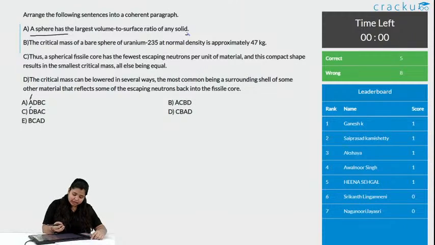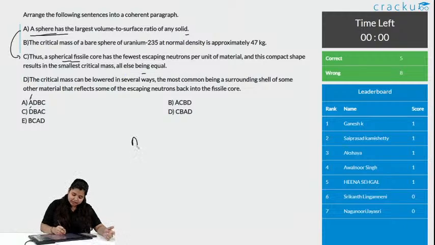Okay, what is the relation? It is a spherical. So, here we have a sphere, here we have a spherical. So, can we say after A there is C. Let us see what it forms. A sphere has the largest volume to surface ratio of any solid. A spherical fissile core has the fewest escaping neutrons per unit of material, and this compact shape results in the smallest critical mass, all else being equal.